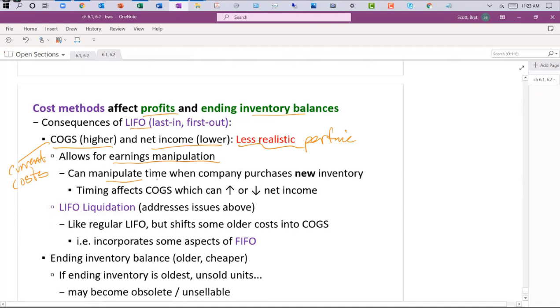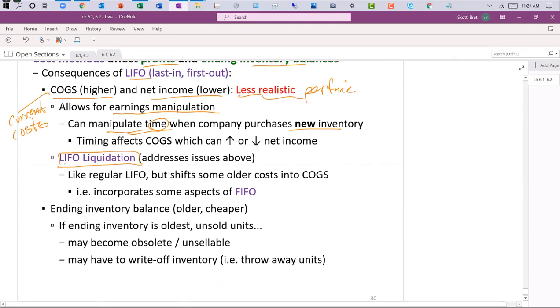We can manipulate earnings by timing when we buy inventory. So if we want a really high net income, we can buy when the costs go down temporarily. If we want to somehow subdue net income, we can buy when prices or the costs are really high. So that's just a phenomenon that some companies have been known to take advantage of, but it's very difficult to prove that. There's a thing called LIFO liquidation. And I won't have you do it necessarily in this class, but essentially it's a way of addressing the issues up above. It's like regular LIFO, but it shifts some of the older costs into cost of goods sold. Just know that from a conceptual standpoint.